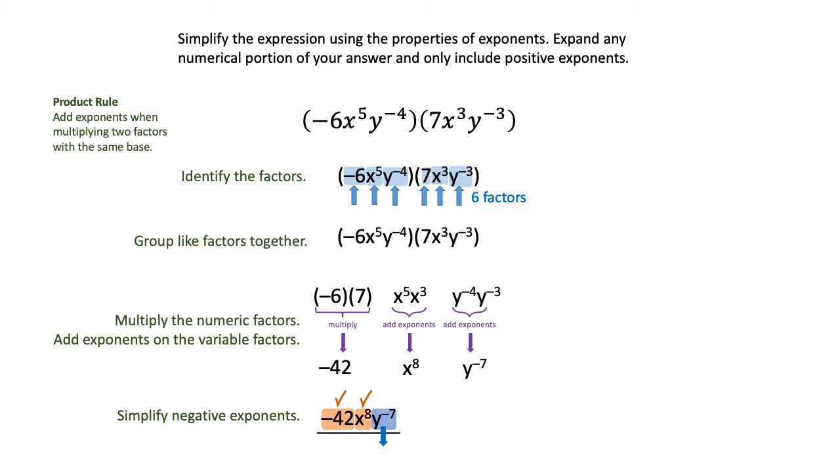But the y to the negative 7 will need to move to the denominator, and then I can change that negative 7 into a positive 7. So my final answer is going to be negative 42 x to the 8th in the numerator, and that's all over y to the 7th in the denominator. And that would be considered simplest form.